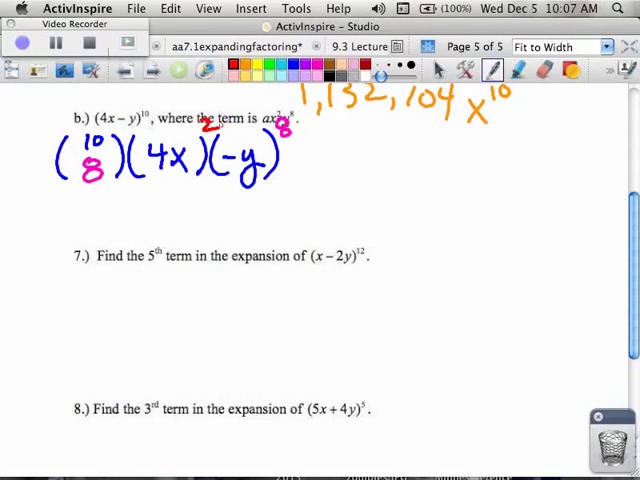So then 10 choose 8 in the very first parentheses is going to be 45. In the second parentheses, 4 squared is 16, and then I have x being squared. And in the last parentheses, I have negative y to the 8th power, so an even number of things means it's going to be positive, so I have y to the 8th. Were they asking for the a or the term?